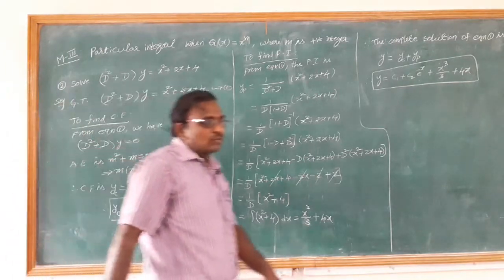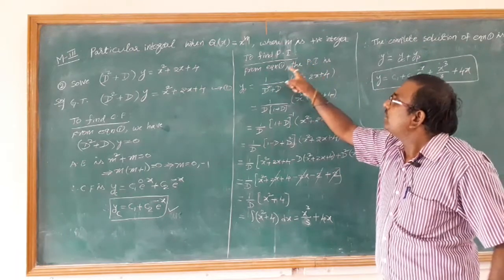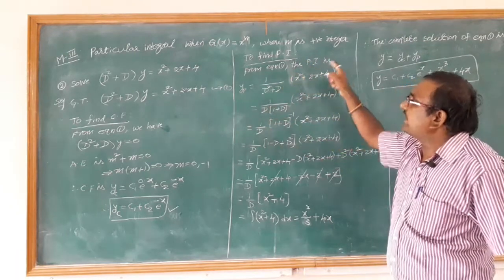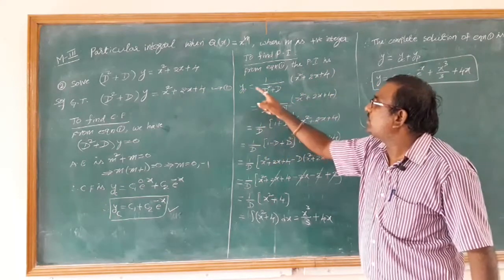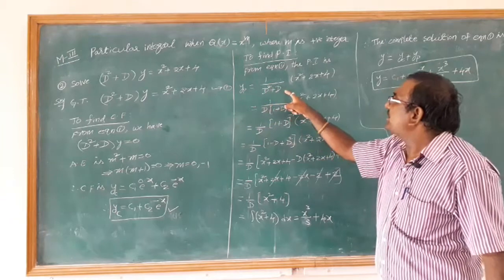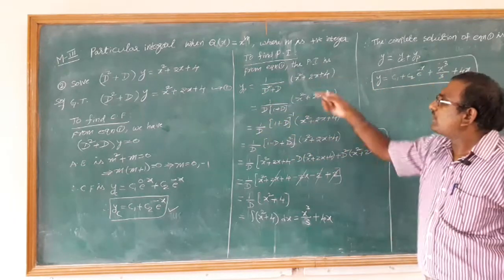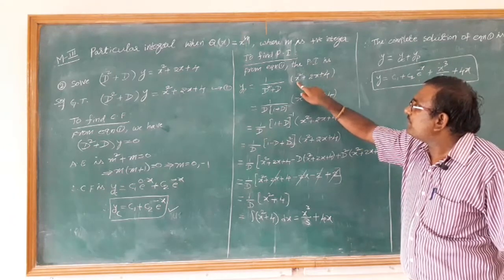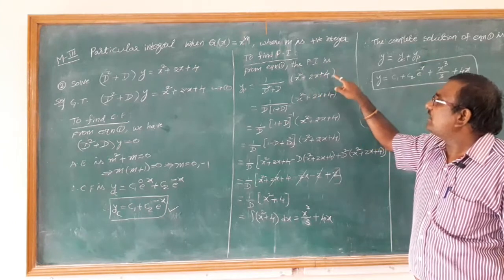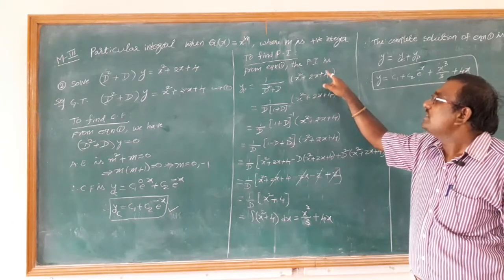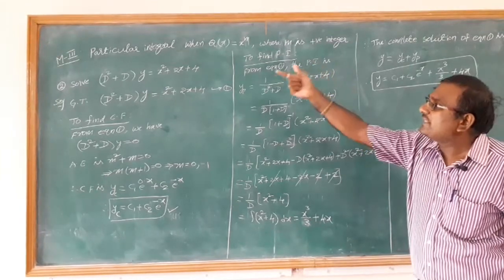Now we have to find a particular integral. From equation 1, the particular integral is yp is equal to 1 by (D square plus D) into x square plus 2x plus 4. Here the first term is a polynomial in x, the second term is a polynomial in x, and the third term is a constant. So totally this is a polynomial in x. Polynomial in x means we can apply method 3.